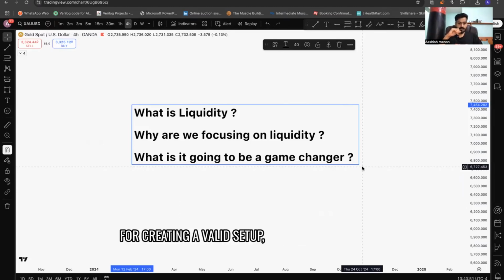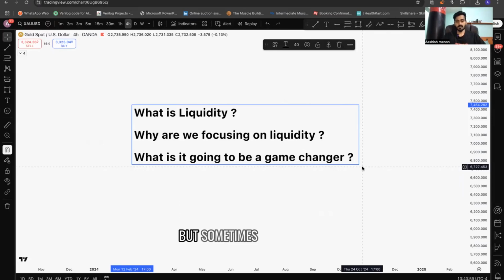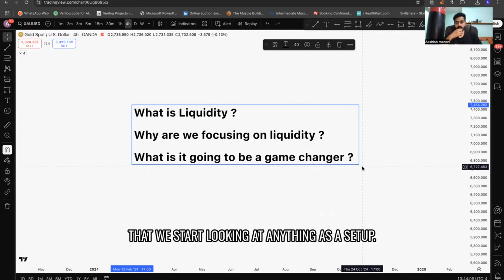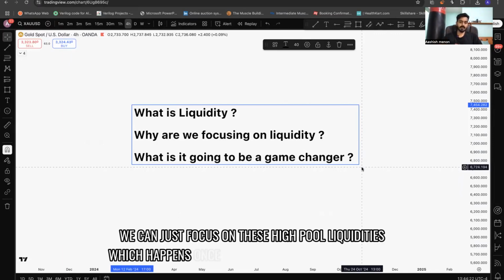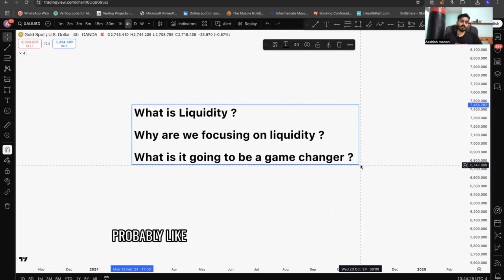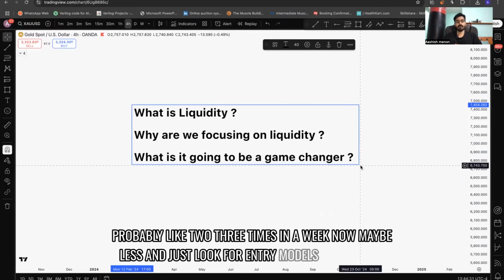For creating a valid setup, it requires a point of interest, right? We all try to find that point of interest at some point within the price, but sometimes we get lost. Sometimes we get completely paralyzed from looking into too many things, that we start looking at anything as a setup. And if we focus on top notch liquidities, I mean, like the high pool liquidities, we are not going to get into that mess. We can just focus on these high pool liquidities, which happens once in a while. When I say once in a while, probably like 2 3 times in a week, maybe less. And just look for entry models within that.